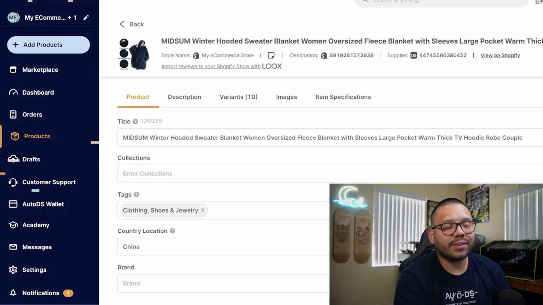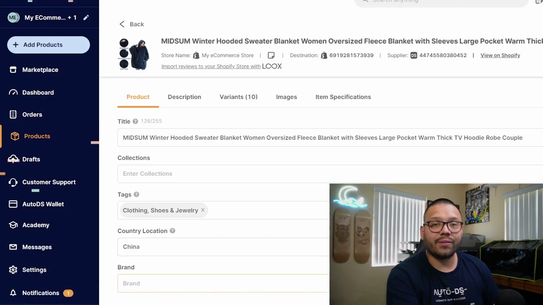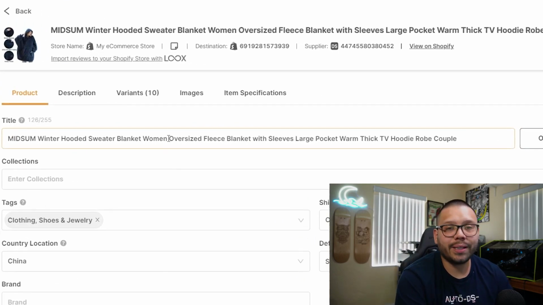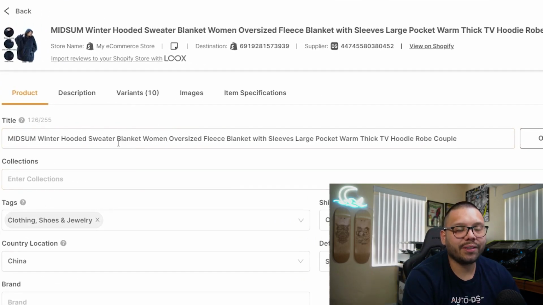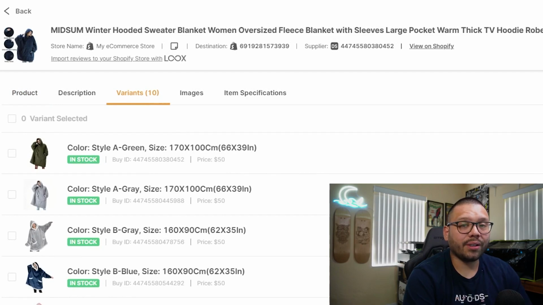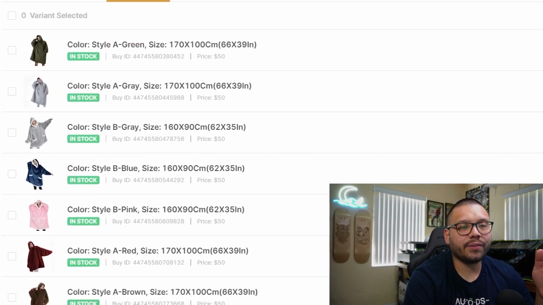Now, check this out. For this, all you simply have to do is click on the product that you have in your store. So in this case, I have this hooded sweater blanket, and let's just go ahead and edit it. So here we have the different tabs. We have the product description, variants, images, and item specifications. All we need to do here is simply go to variants. So on the variants tab, here is where you can change all of the pricing for all of your different variations for a particular product.